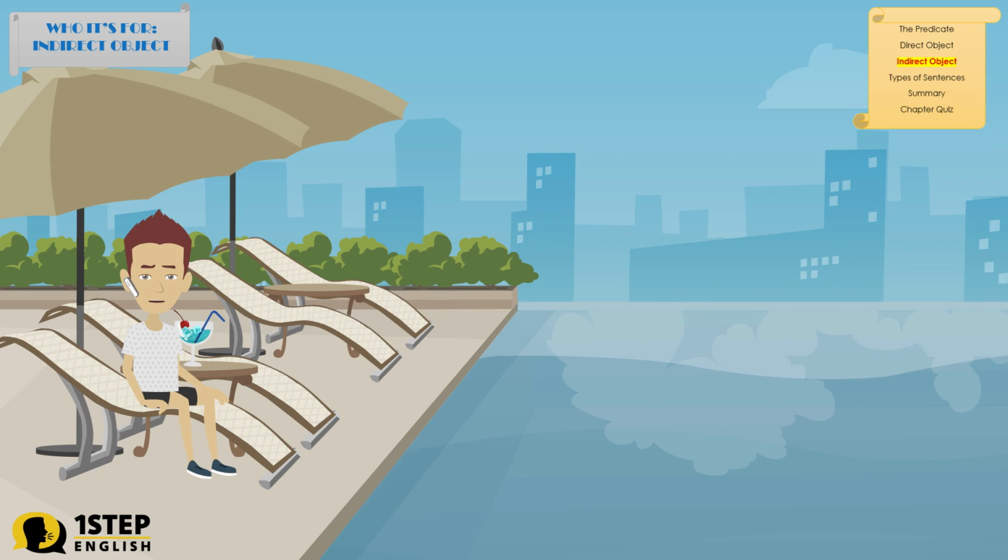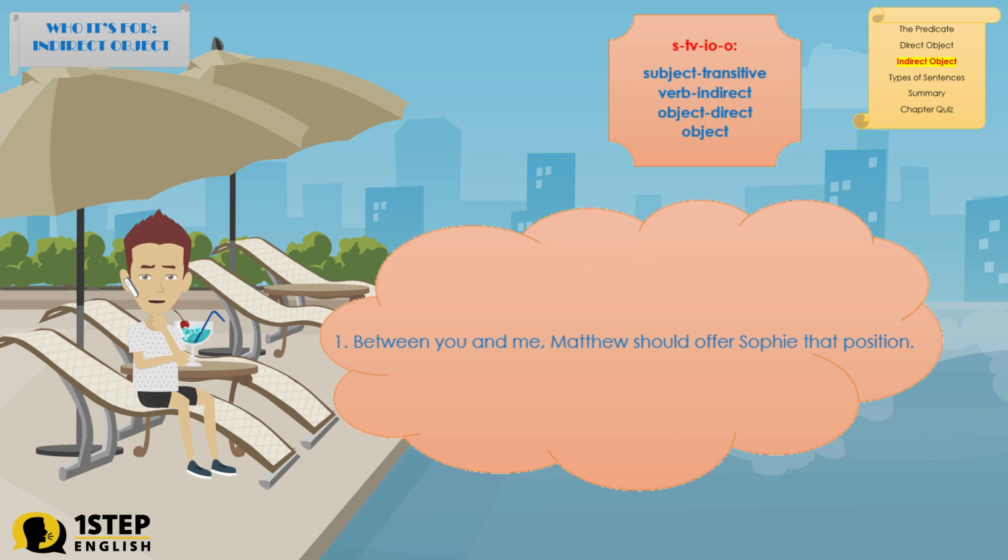Let's test your knowledge. In the following sentences, put a slash between subject and predicate, underline the verb, and use arrows to indicate the movement of the action from subject to verb, from verb to direct object, and from direct object to indirect object. 1. Between you and me, Matthew should offer Sophie that position.